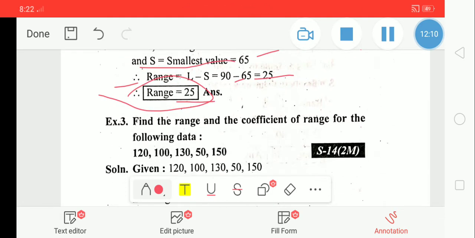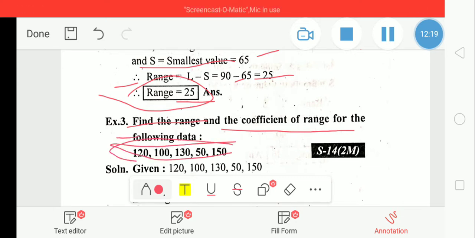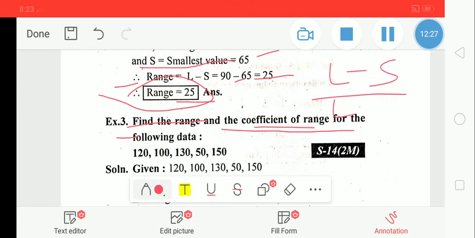Now find the range and coefficient of range of the following data. This is the distribution of data, and in this distribution we find the range and coefficient of range. We know that coefficient of range means range divided by the sum of the largest value and smallest value, that is L minus S divided by L plus S.